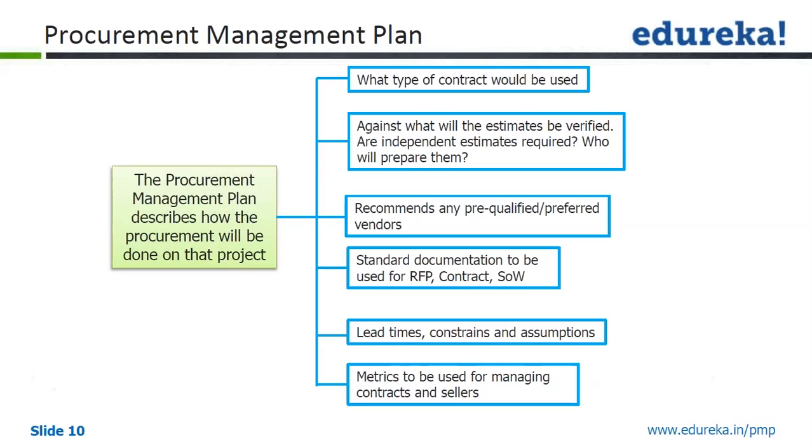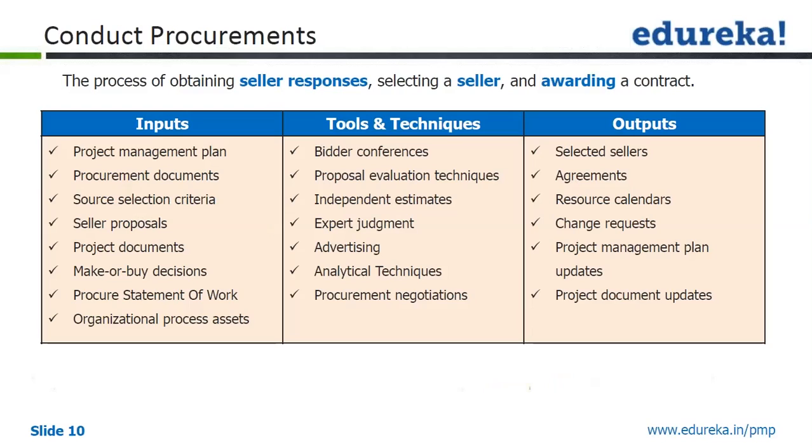And while contracting, you will have to explain it to the signing authorities, which could be the top management. Lead times, constraints, and assumptions will be documented as a part of the procurement management plan. Then there are metrics to be used for managing contracts and sellers, like whatever variances we talk about, those can be considered. So, conduct procurement. This is the process of obtaining seller responses, selecting a seller, and awarding the contract. We'll cover those in coming slides.